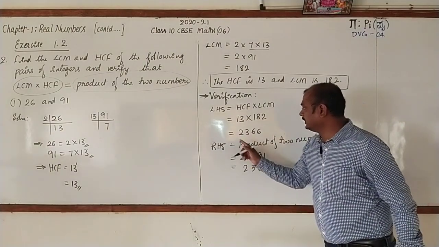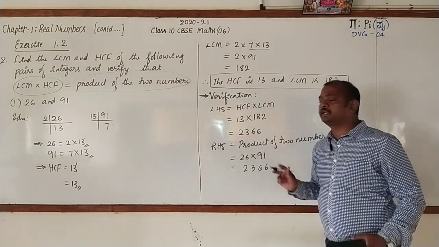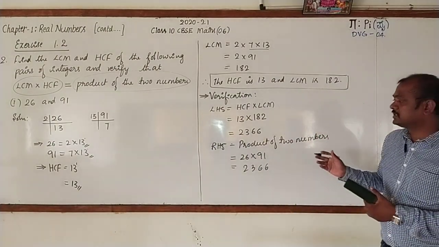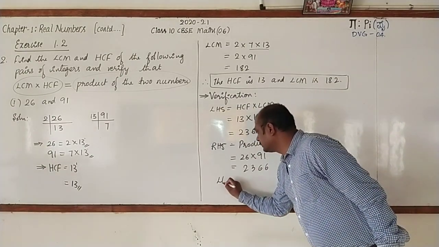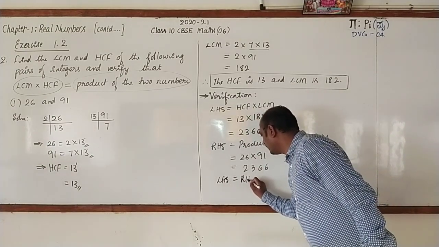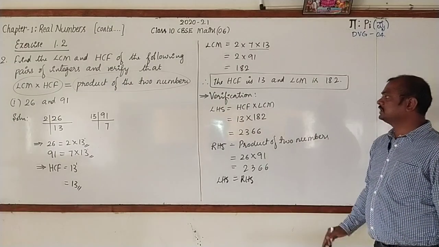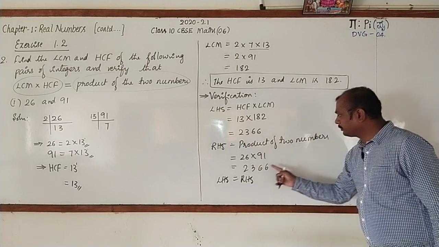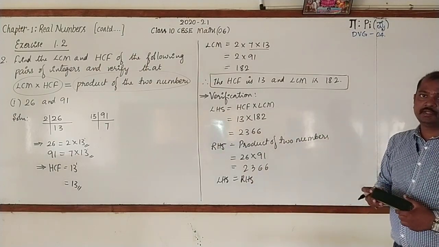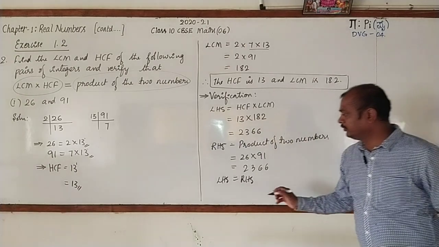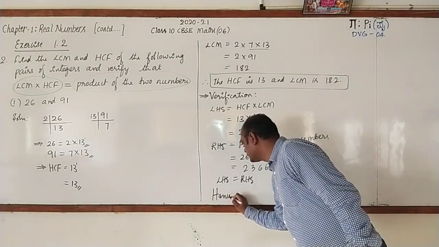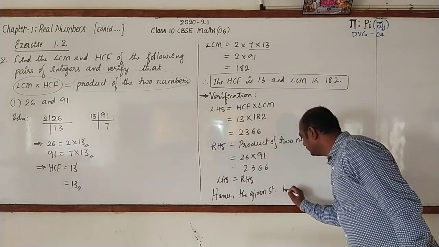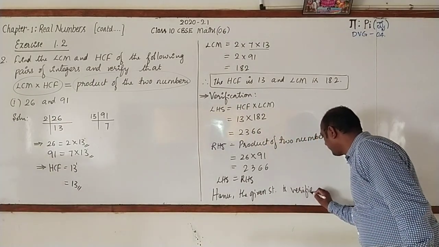Now observe LHS. LHS is 2366 and RHS is 2366. Both LHS is equal to RHS. Hence, we can say that HCF into LCM is equal to the product of two numbers. Hence, the given statement is verified here. Hence, the given statement is verified.